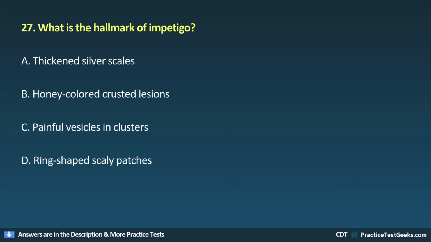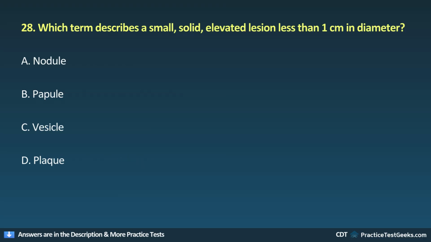27. What is the hallmark of impetigo? A. Thickened silver scales. B. Honey-colored crusted lesions. C. Painful vesicles in clusters. D. Ring-shaped scaly patches.